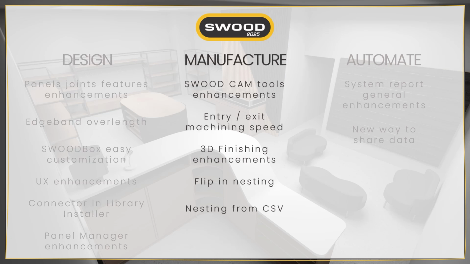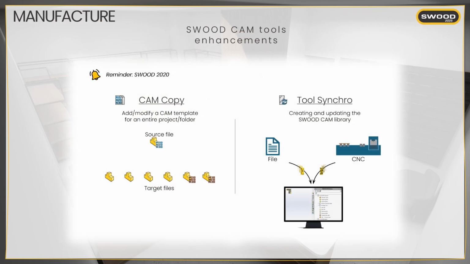Let's jump to the manufacturing side. About the manufacturing side, we already talked about it, but the first thing we enhanced is the SWOOD tools. As a reminder, we introduced two tools, the CAM copy and the tool synchro, in SWOOD 2020. CAM copy is the ability to add or modify a CAM template for an entire project or folder. From a source file, from the strategy you already set up, you can add or modify some target files.